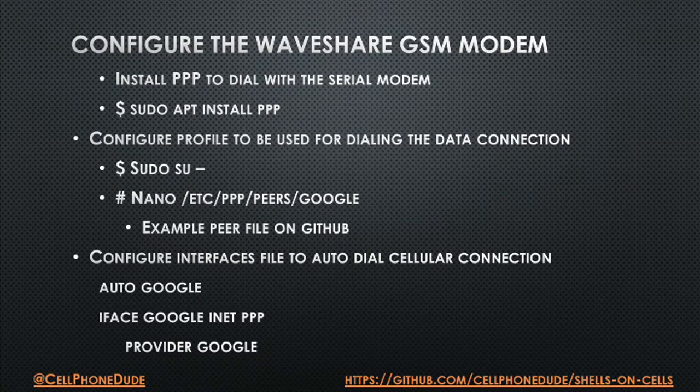Configuring the interface is super easy: auto google, iface google inet ppp. That basically says, use this dialing profile in /etc/ppp/peers/google to dial in. I was on Project 5, that's why I call it google. In the example file that I have online, it notes where you switch out the APN information for your carrier. If you have problems finding your carrier's APN information, hit me up, because I can post some links to that online.